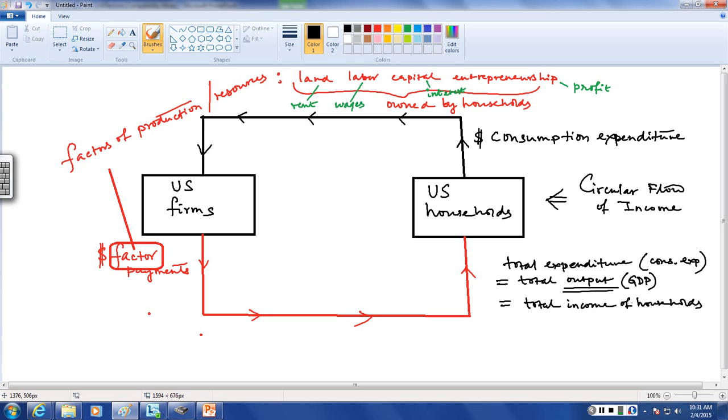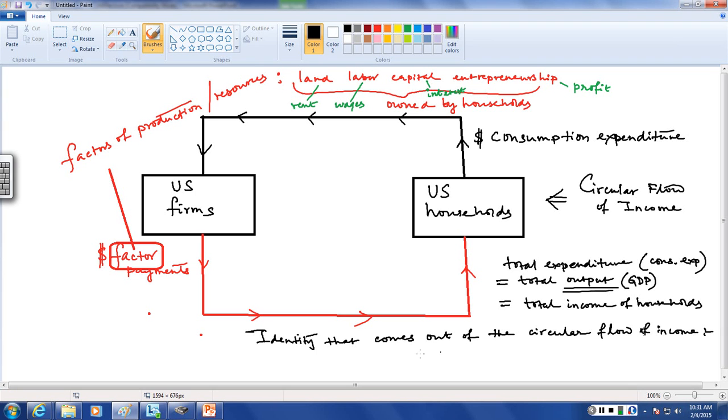Isn't this coming out of the circular flow then? So there is this important identity that comes out of the circular flow of income. And what is this identity? An identity, by the way, is an equality that always holds.